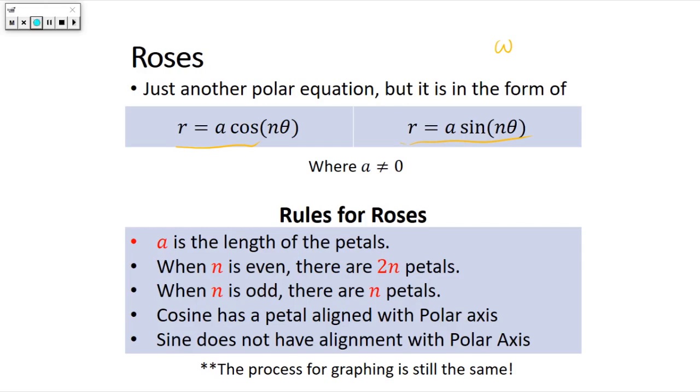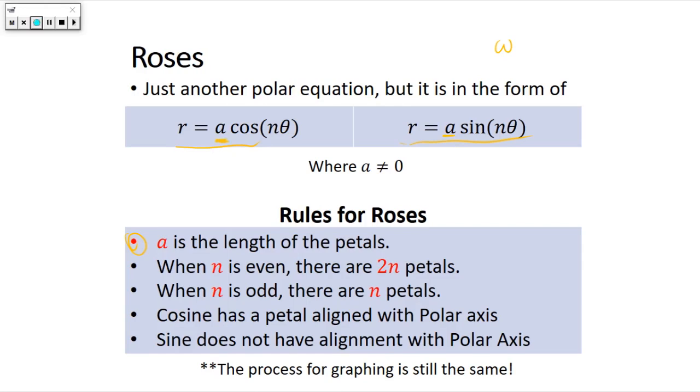Now there's a couple of rules that are pretty useful for knowing for roses, and those are really the main ones here. a is the length of the petal, so this a value is how long a petal is, and if that's confusing to you, don't worry, it'll be very clear what a petal is once we start graphing this.